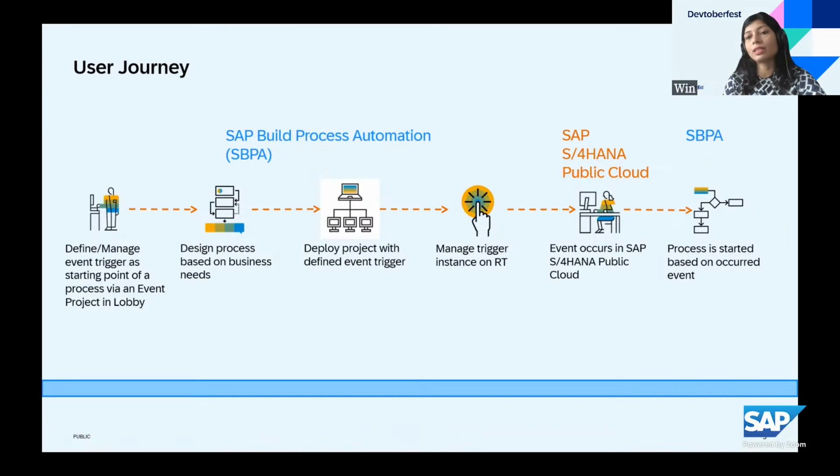And let's say after this, we just have to wait for an event. Whenever the event that we need is triggered in the system, let's say from the S/4HANA public cloud in this example, automatically we receive it, and then we start the process.